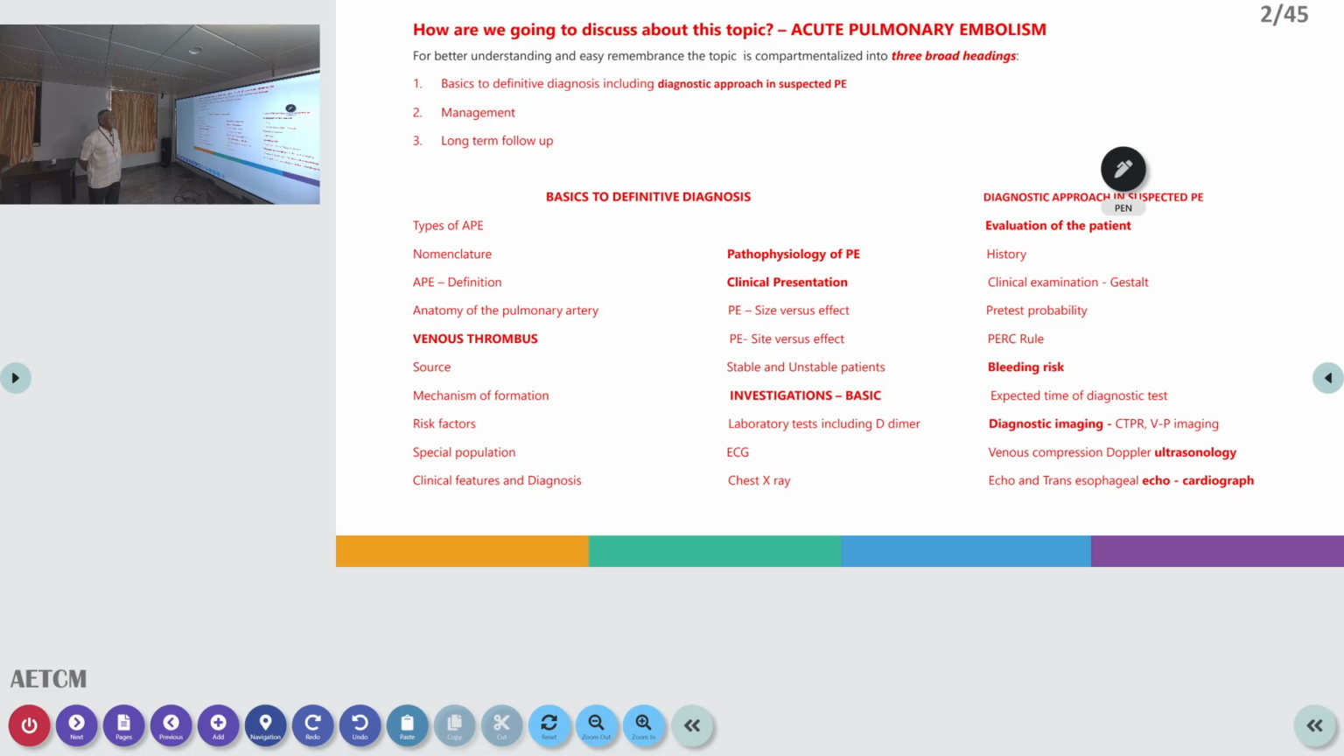This topic does not encompass in detail the thrombus formation in the deep vein. That will be covered by another colleague of mine under the heading deep venous thrombosis. So all the pharmacological aspects, medicine, investigations and all in depth will be covered there. I will be just quoting some of the important key points pertaining to acute pulmonary embolism.